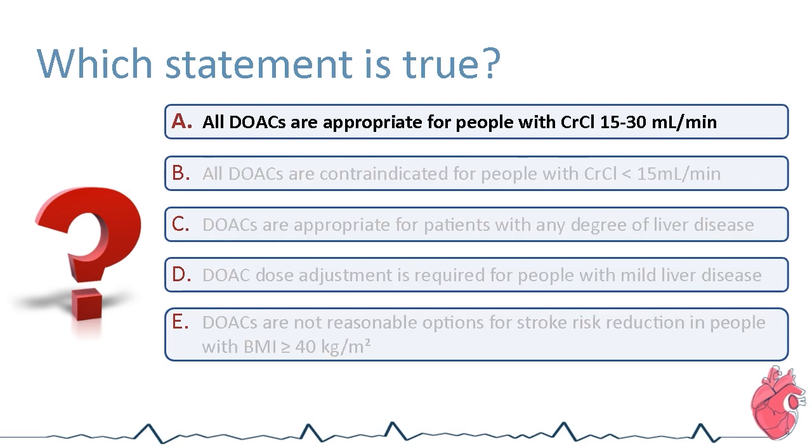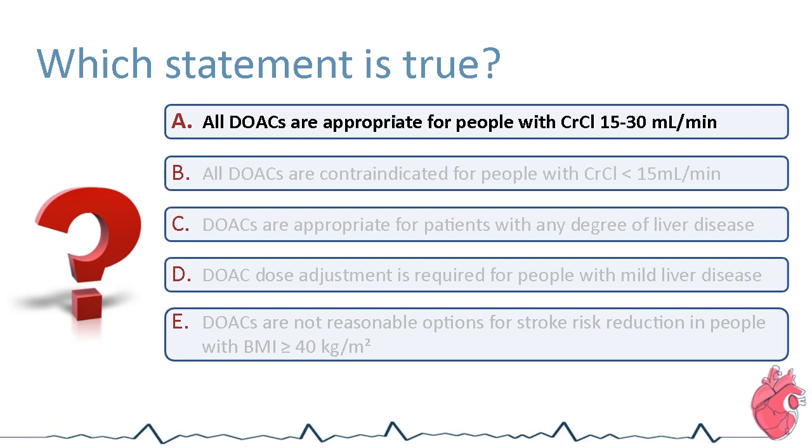So the correct answer here is actually A. All DOACs are appropriate for people with a creatinine clearance 15 to 30 milliliters per minute. Now, there's a variety of things that we're tackling in this question. The first is obviously patients with chronic kidney disease. We know that although all the DOACs are renally cleared, they're safe, and we have good data with respect to their efficacy and safety, even down to a creatinine clearance of 15. So certainly for patients with significant CKD, 15 to 30, all the DOACs have a labeled indication.